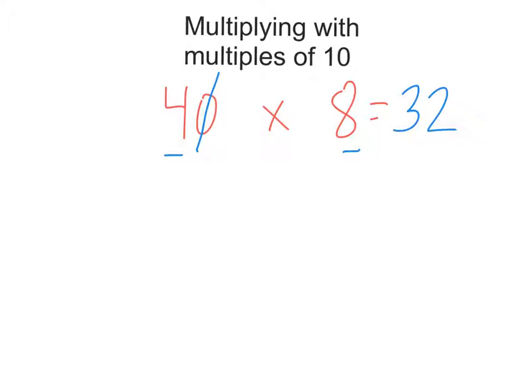Here's another example. 40 times 8. I'm going to cross out the 0 and not worry about it right now. And instead I have 4 times 8, which is 32. And then I tack on 1 0, because that's how many I crossed off. Let's do a little harder example now.